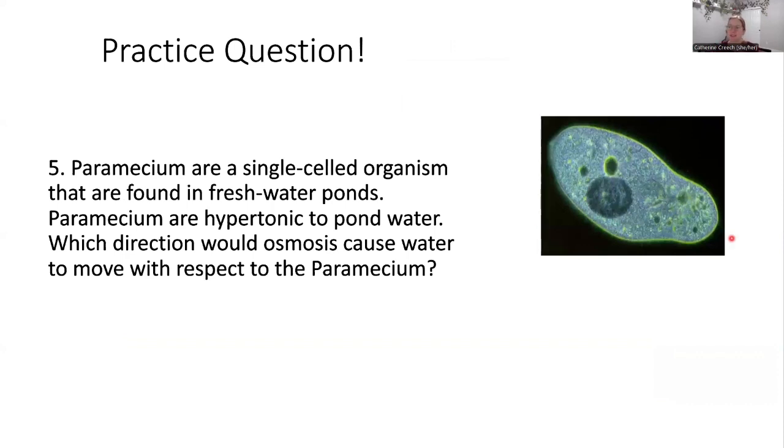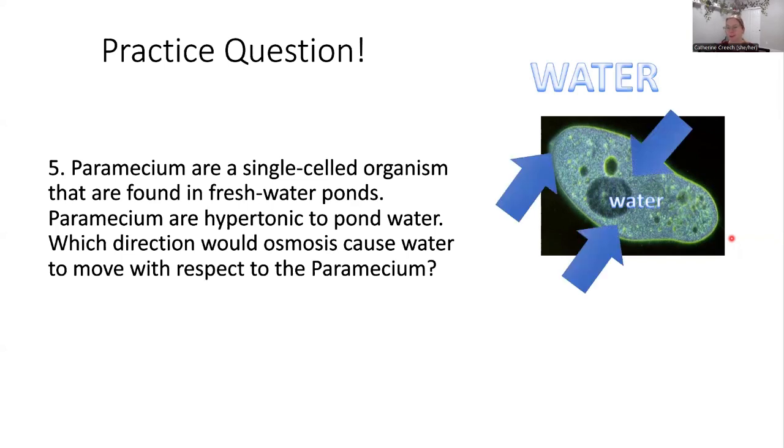A paramecium is a single-celled organism found in freshwater ponds. Paramecia are hypertonic to pond water. Which direction is the water going to move with respect to the paramecium? If it's hypertonic, that means that there's more solute and less water inside the paramecium. Because of that, water is going to want to go from its high concentration to its low concentration. So water will flood into the paramecium.